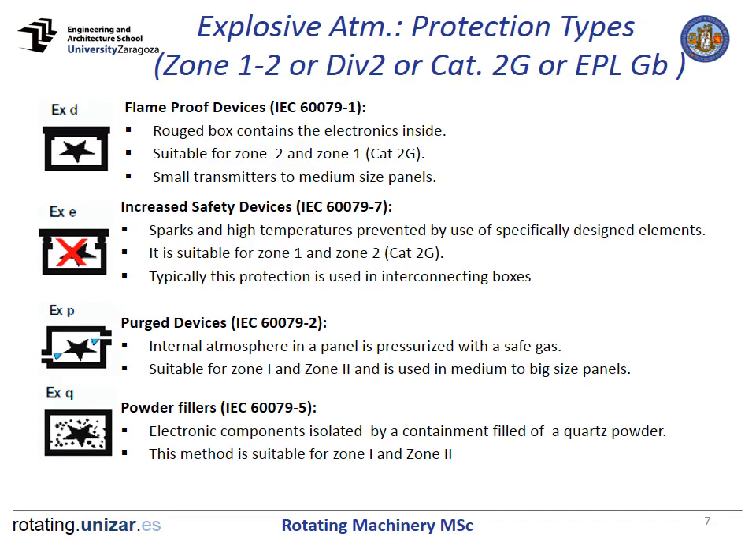The next method is purge, also noted as Ex p. The internal atmosphere in a panel is pressurized with a safe gas to a pressure higher than the exterior pressure. This method can be static or can consist of a continuous safe gas purge that renews the gas in the compartment. This method is suitable for Zone 1 and Zone 2 and is used in medium to big size panels. Finally, we have powder filling, also noted as Ex q. In this case, the electronic components are isolated from the potential explosive atmosphere by a sealed containment filled with quartz powder. This method is suitable for Zone 1 and Zone 2.